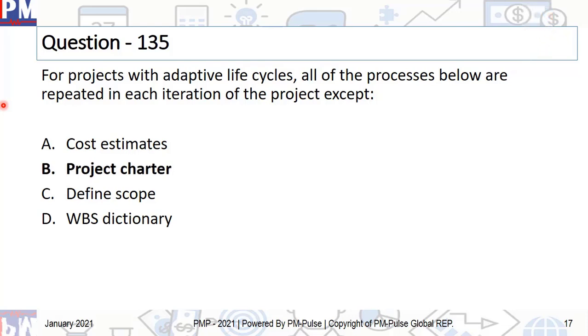And the correct answer is B, project charter. See, for projects with adaptive life cycles, all of the processes below are repeated in each iteration of the project, except, so this is an except question. So you will actually look back at cost estimates, you will define scope again, you might have to do the WBS dictionary again, but the one thing that will never change in a project is the project charter.